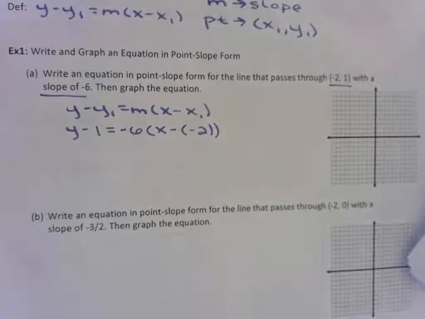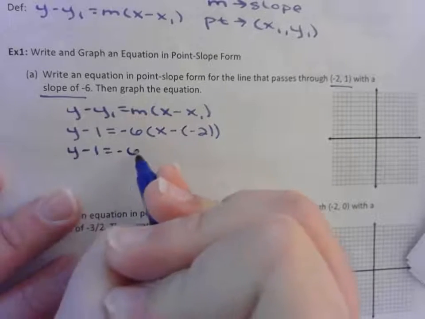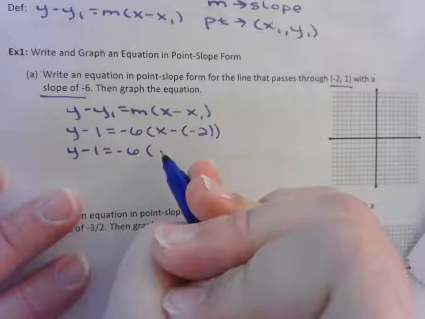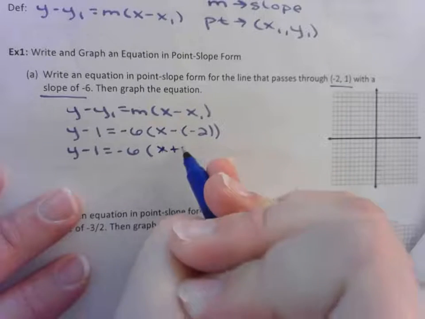The nice thing about point-slope form, if I give you the point and a slope, is you can just plug stuff in. You don't have to plug in x, y, and m. You don't have to solve for b and then plug it in. Point-slope form, you literally can just plug in the point and you can just plug in the slope. So let's go ahead and simplify. Y minus 1 equals negative 6. And then x minus the negative 2 becomes what? X plus 2. And that's it.